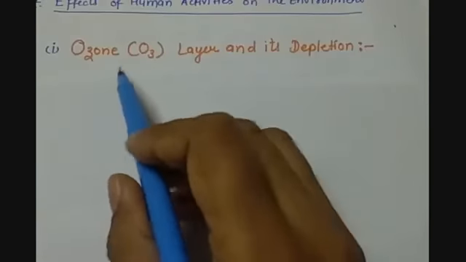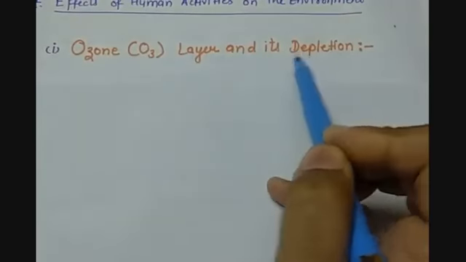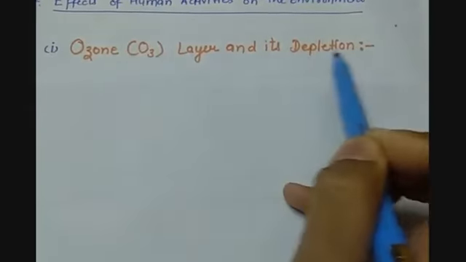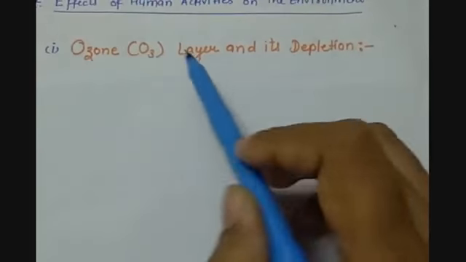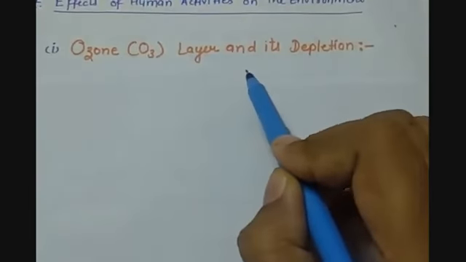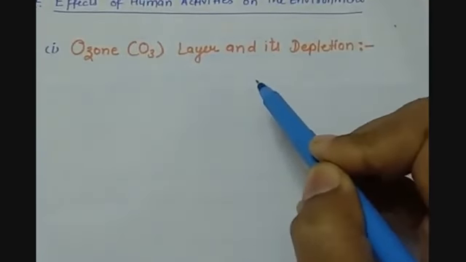First is ozone layer depletion. Ozone layer and its depletion, the first activity of humans. So, how is the ozone layer getting depleted because of the activities of humans? Let us study in detail.